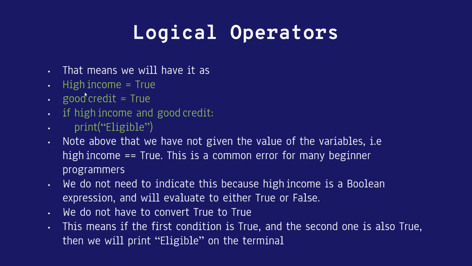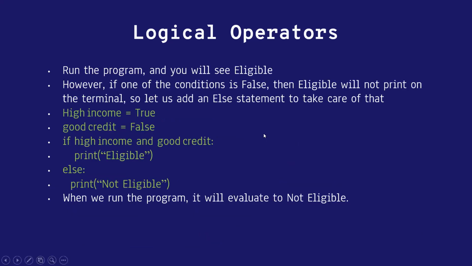So note above that we have not given the value of the variables, i.e. high income equals true. This is a common error for many beginner programmers. We do not need to indicate this because high income is a Boolean expression and will evaluate to either true or false. We do not have to convert true to true. This means that if the first condition is true and the second condition is also true, then we will print eligible on the terminal. Run the program and you'll see eligible.